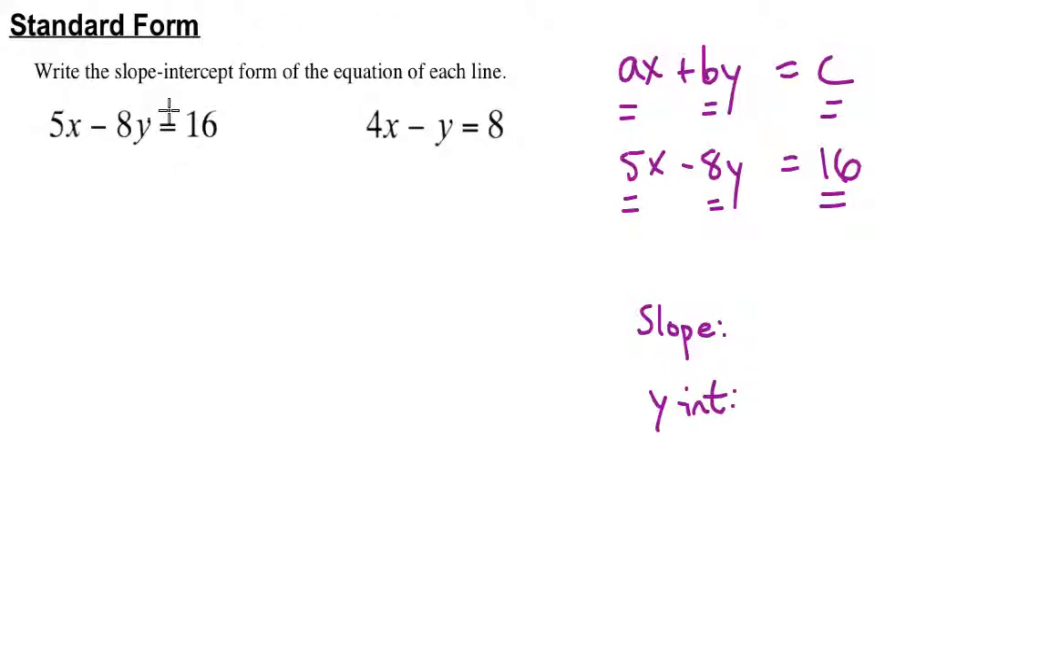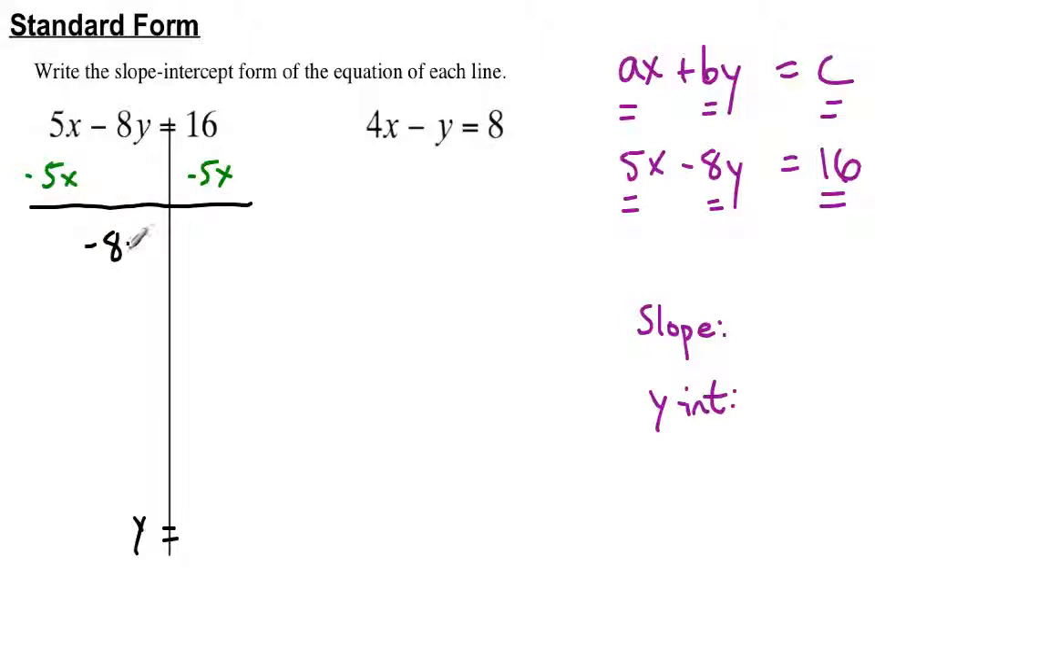At least for this first one, I'm going to draw a vertical line just so you can see what the goal is. We're going to have y is equal to something. Oops, that was not a very good straight line. So y is equal to something. We want to get y by itself. The way we get there is we start by subtracting 5x from both sides. And then simplify. What we get is negative 8y is equal to 16 minus 5x.